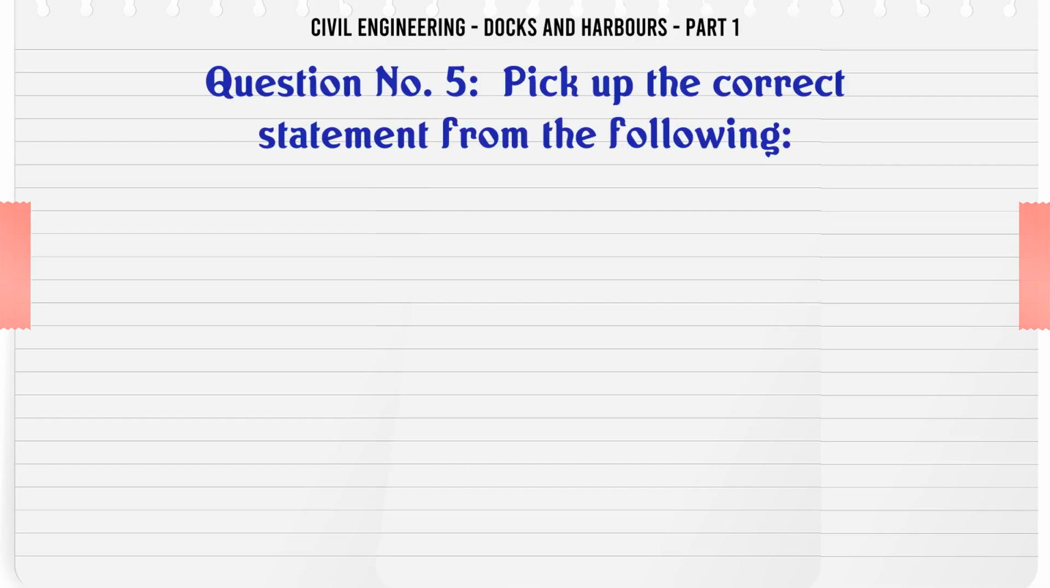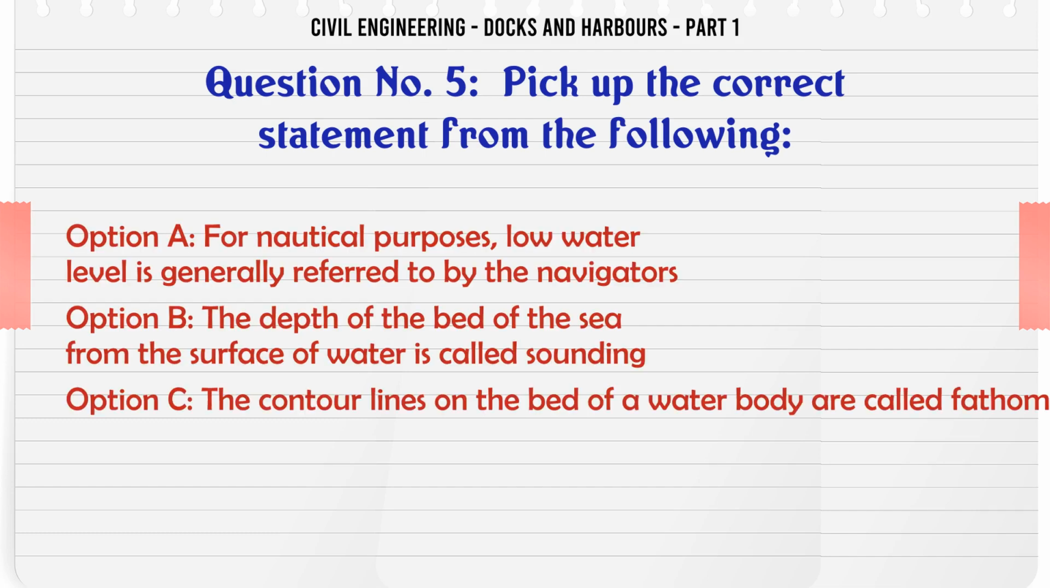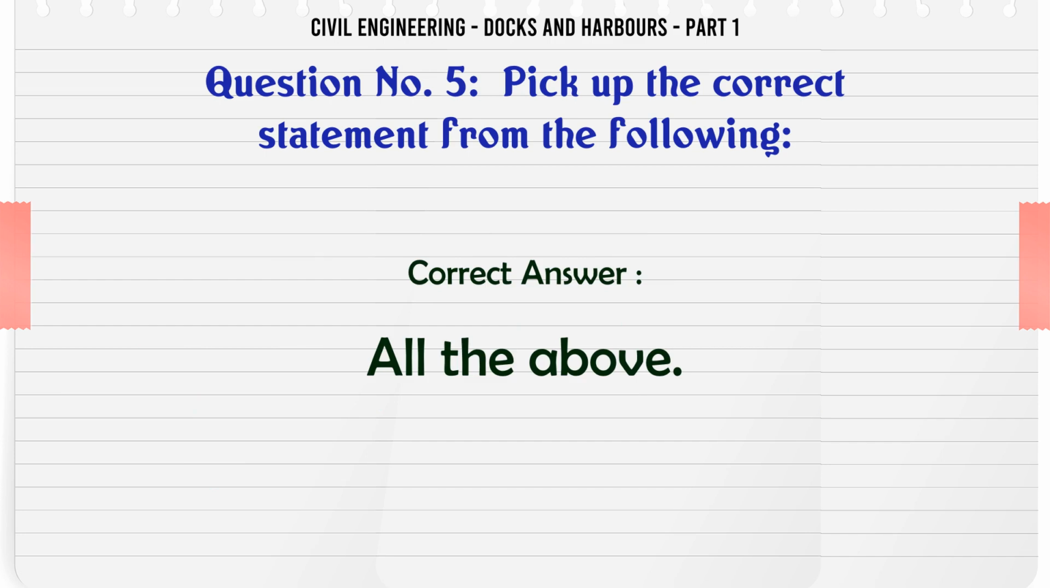Pick up the correct statement from the following. A. For nautical purposes, low water level is generally referred to by the navigators. B. The depth of the bed of the sea from the surface of water is called sounding. C. The contour lines on the bed of a water body are called fathoms. D. All the above. The correct answer is all the above.